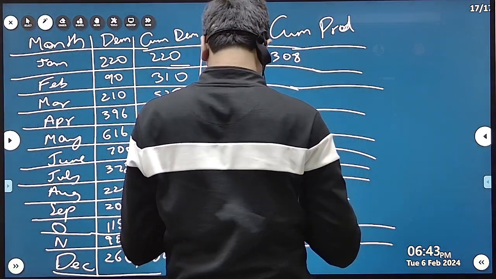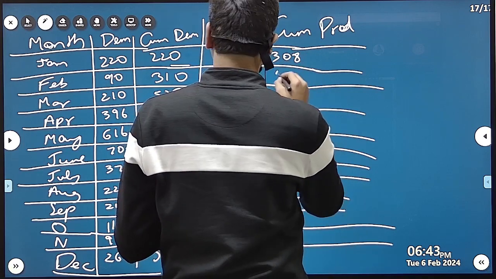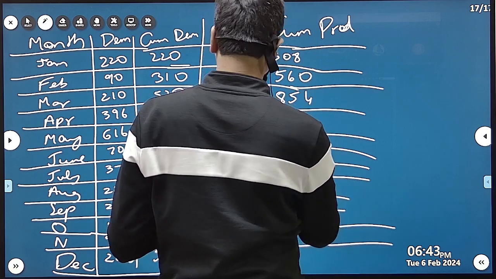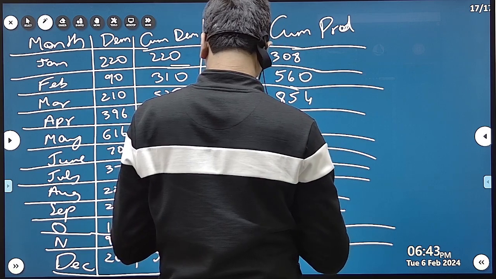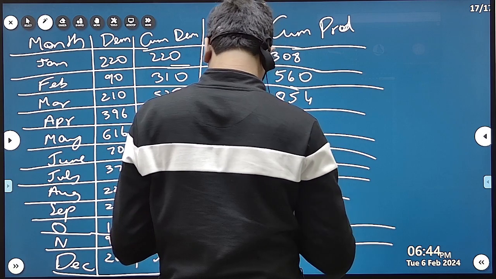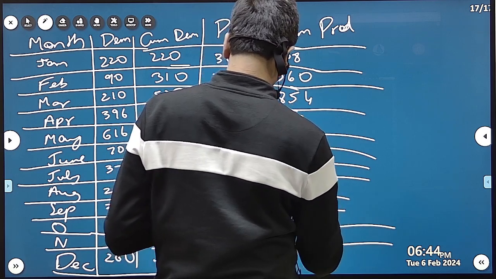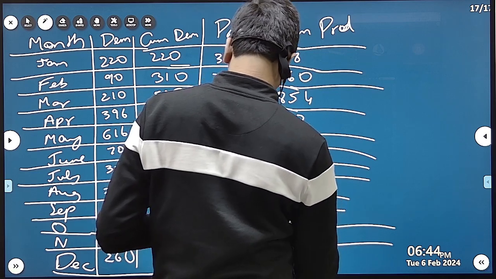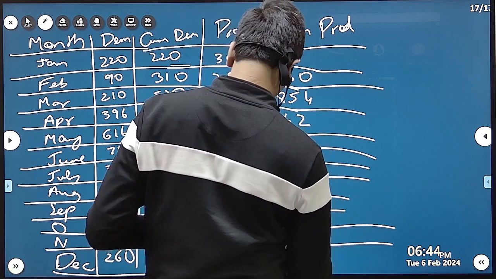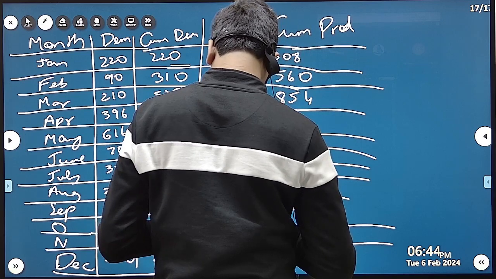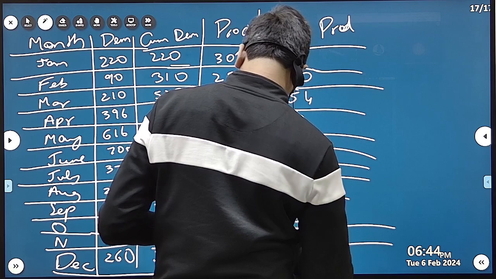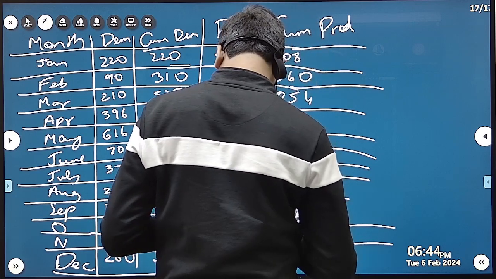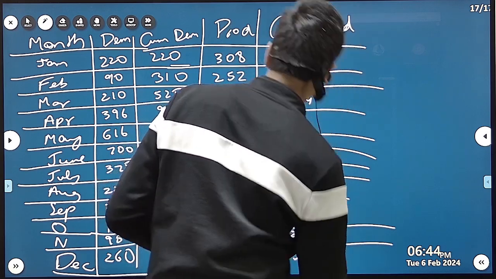This is 308, 560, 854, 1162, 1470, 1750, 2044, 2352, 2632, 2954, 3220, 3500. Okay.